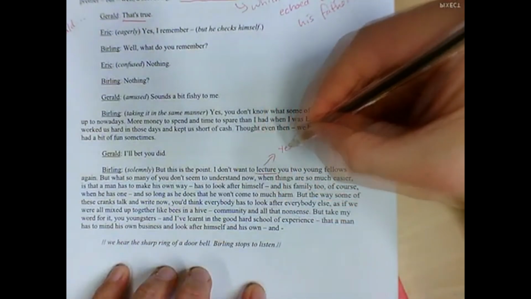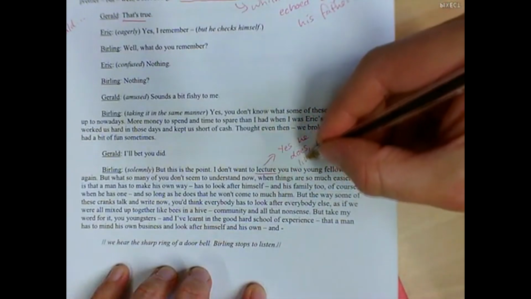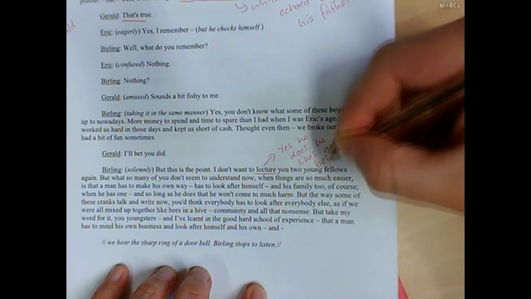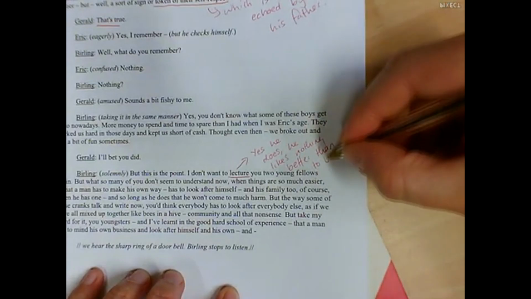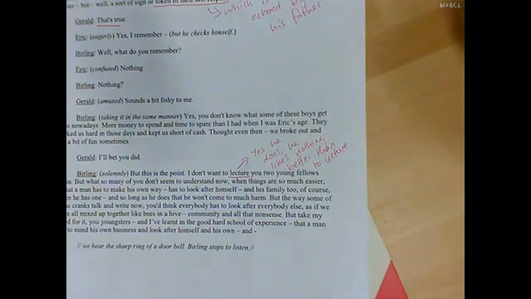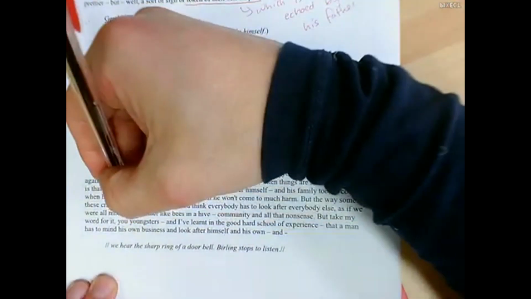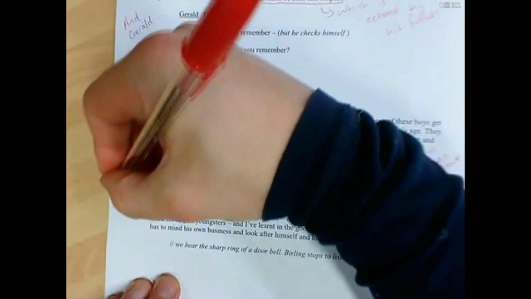Birling then embarks on his famous Bees in a Hive speech. You can watch my previous video, which has a much more detailed language analysis of that. But essentially, he initially falsely says, "I don't want to lecture you two young fellows," which he absolutely does, because Birling likes nothing more than to lecture people. He likes to tell people his opinion without hearing any disagreement or any response back.